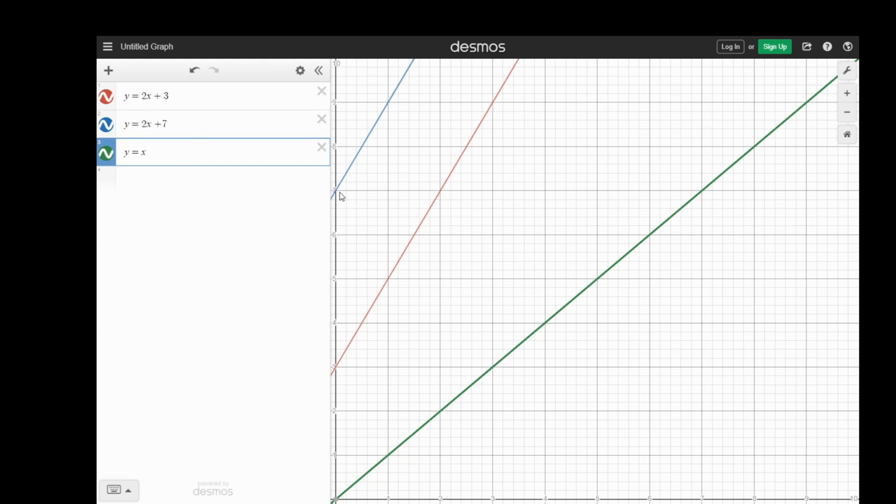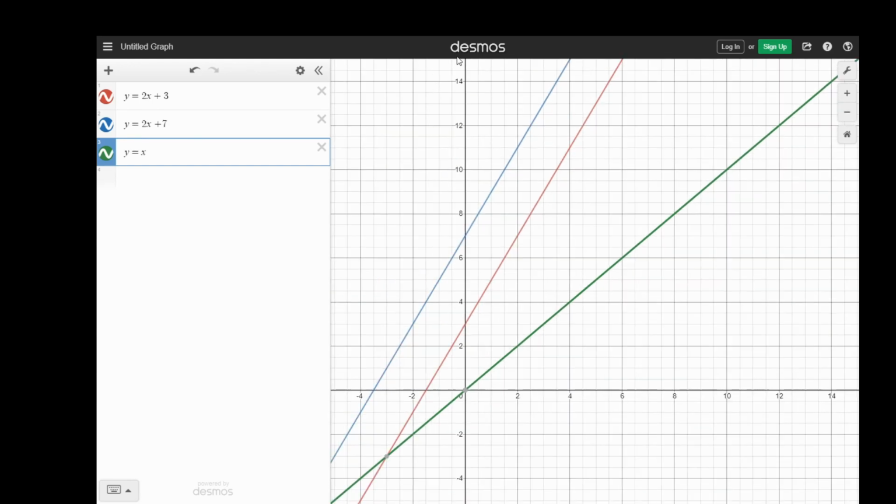Notice how graphically on the y-axis, let me zoom out so we can see that a little better, the y-axis is here, and whatever one's highest up on the y-axis has the highest starting position, which is this 2x plus 7.